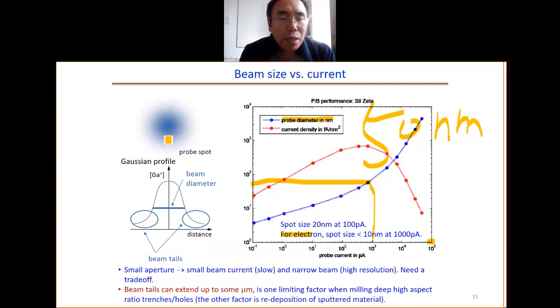So this is the beam profile. This is the beam diameter, and this shape is a Gaussian beam. What matters when you want to make very deep structures? The beam tails are important. You have beam even beyond the beam diameter, so those tails will remove a significant amount of material and make a narrow trench or narrow holes.